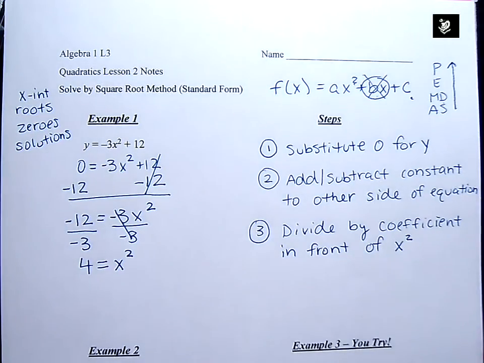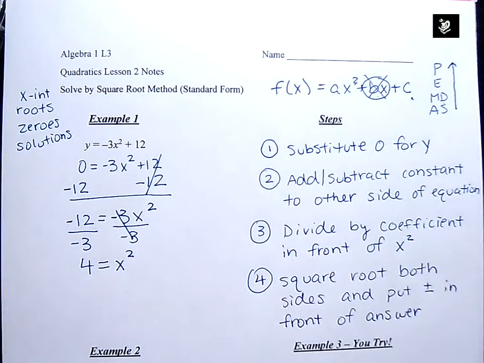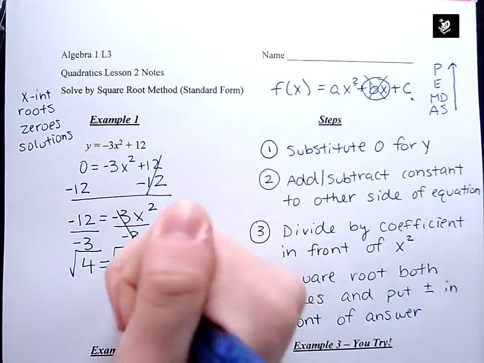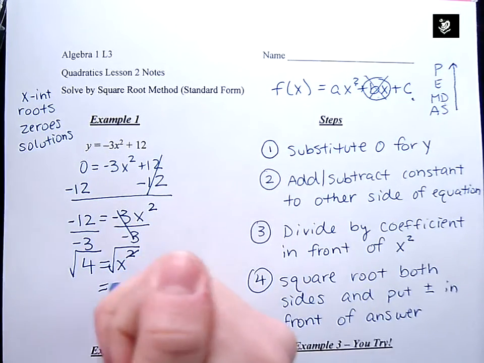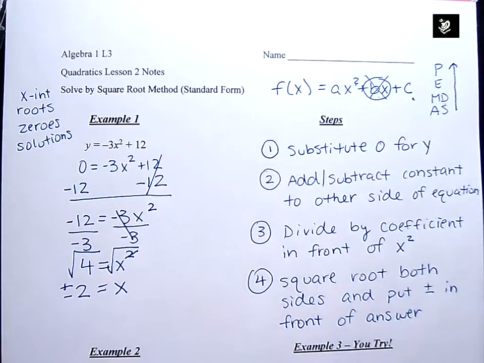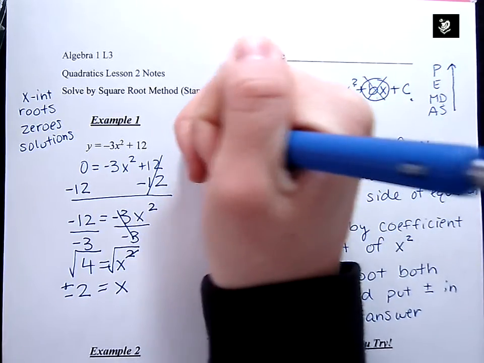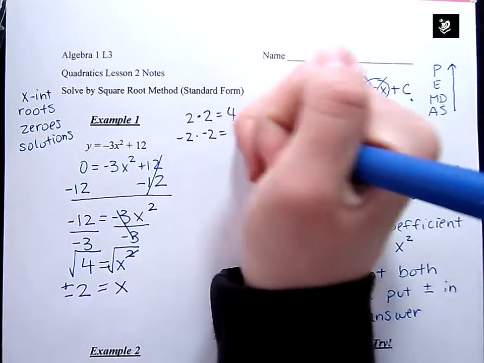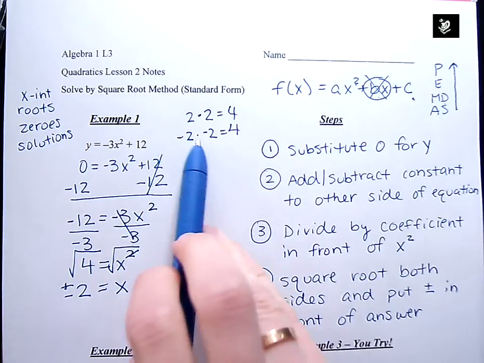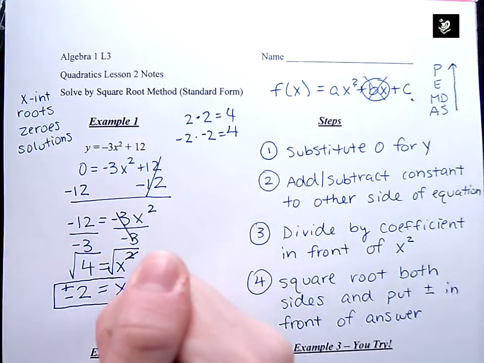And just like in our last one as well, we are going to have to square root both sides. So we're going to square root both sides and put plus minus in front of our answer. So square rooting gives us just x. Square root of 4 is 2, and I know I have 2 answers because remember, 2 times 2 is 4, but negative 2 times negative 2 also gives us a positive 4 because 2 negatives make a positive. So our answer is positive 2 and negative 2.